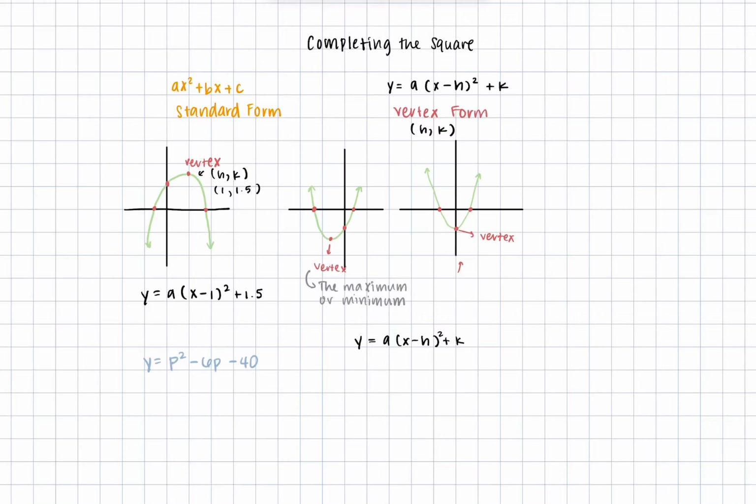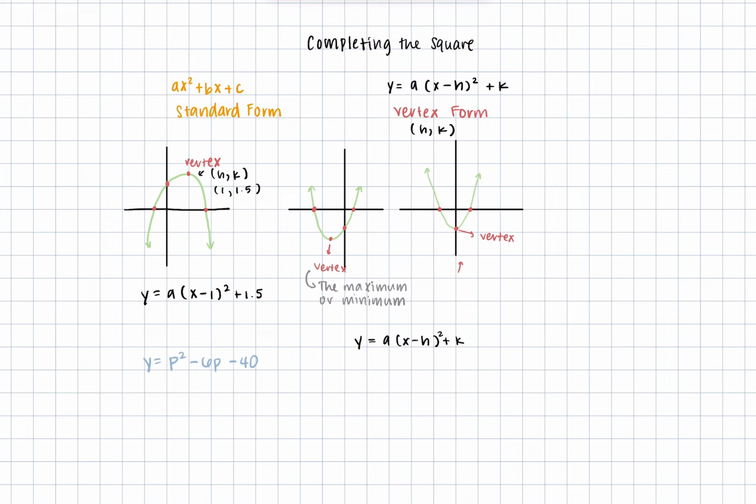Hey guys, in this video we're going to be talking about completing the square. So we know that there's the standard form when we're talking about quadratic functions. We have something called a quadratic form where we can represent a function in this format: ax squared plus bx plus c. And this is the standard form.